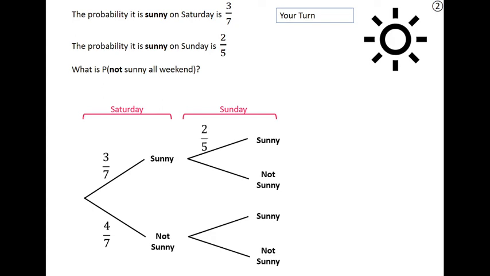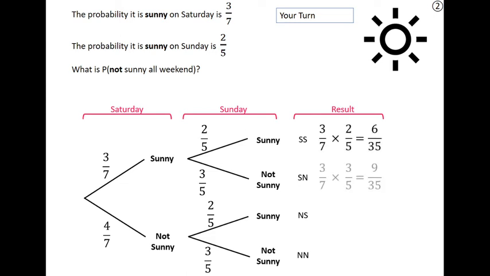Okay then, so filling the rest out. 2/5 it's sunny on Sunday, so it's going to be 3/5 it's not sunny, and the bottom branches are the same. And again, you're just multiplying out the branches. So work them all out by multiplying. You're just doing 3/7 times 2/5 for the top one. Multiply the top, 3 times 2 is 6. Multiply the bottom, 7 times 5 is 35.